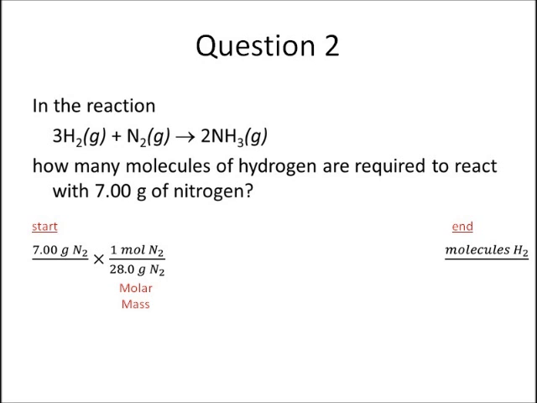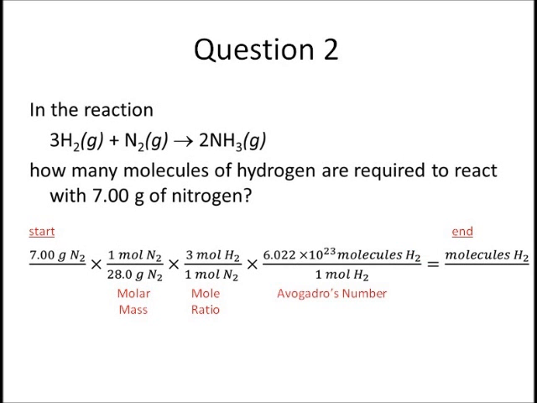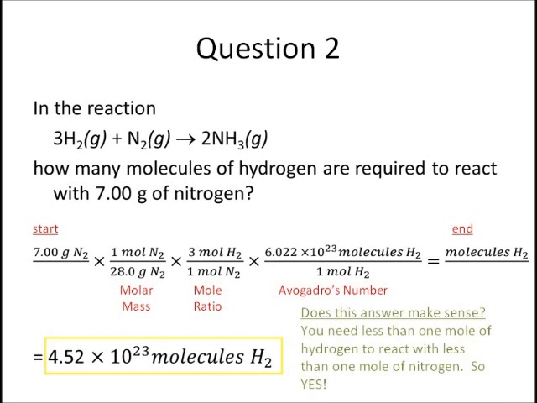Then we're going to use a mole ratio to get from moles of nitrogen. 1 mole of nitrogen requires 3 moles of hydrogen. And finally, we're going to use Avogadro's number to get from moles to molecules, just like we did in the previous problem. Again, we get a very large number, and that makes sense because molecules are very small.